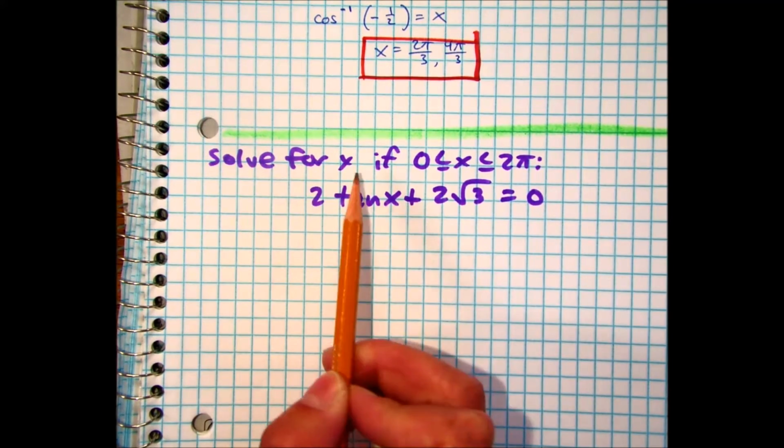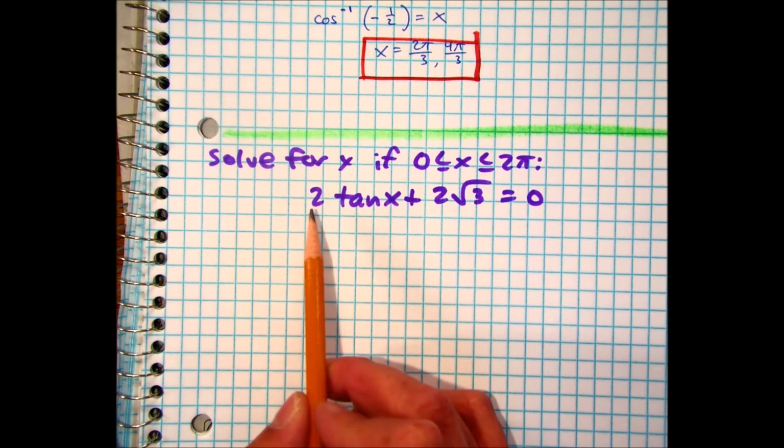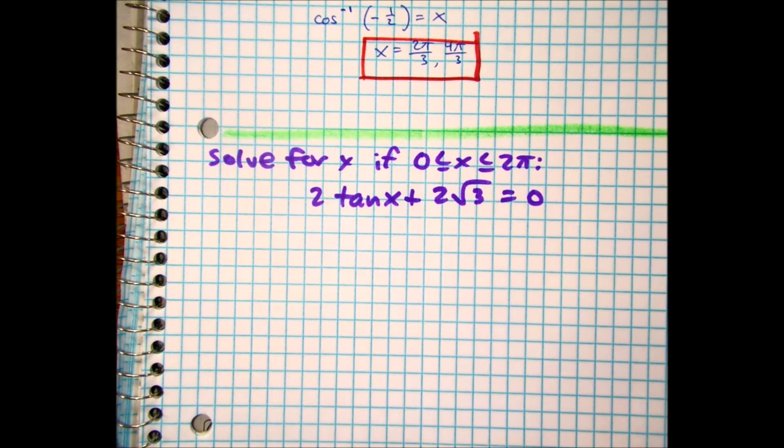It says solve for x if x is between 0 and 2 pi. Our equation is 2 tan x plus 2 radical 3 equals 0. Class, what was the first thing you did?